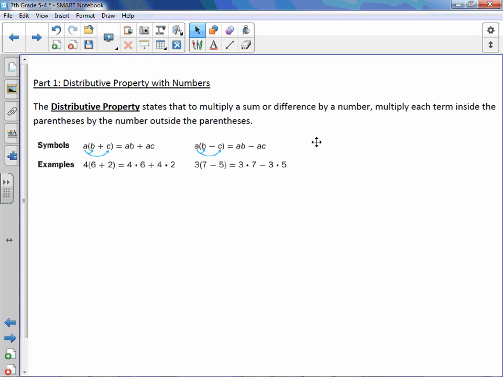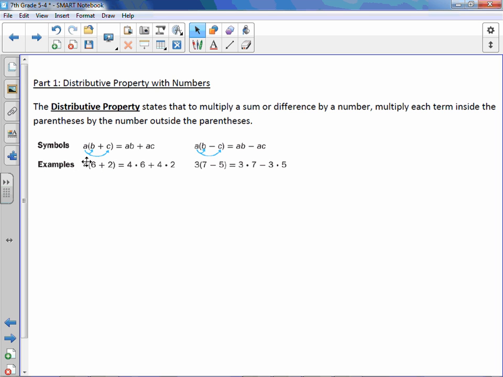The distributive property states that to multiply a sum or a difference by a number, multiply each term inside the parentheses by the number outside the parentheses. So really what you're doing is taking that number on the outside and giving every term on the inside that number. And the way you give that number is by multiplication.